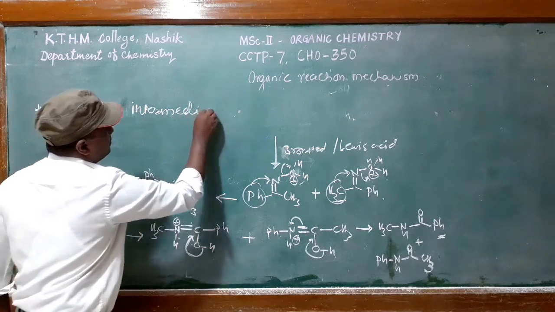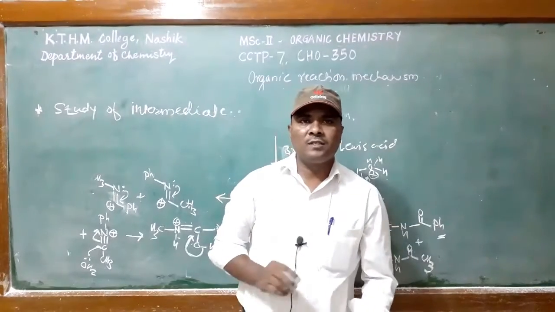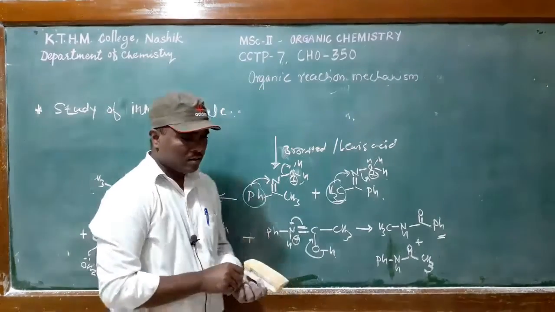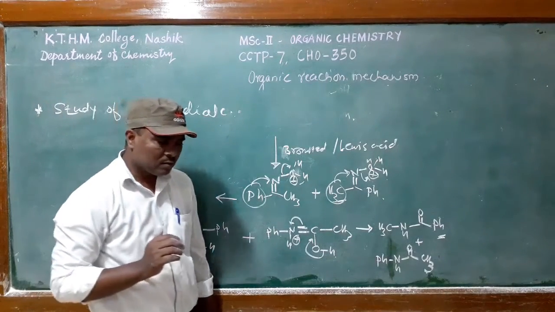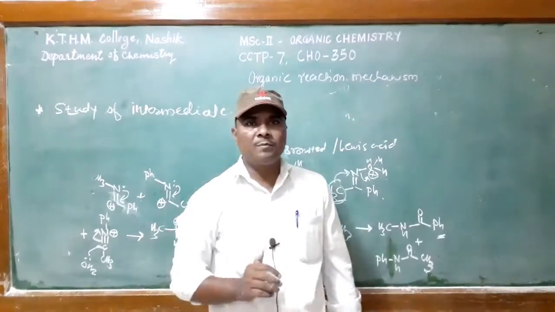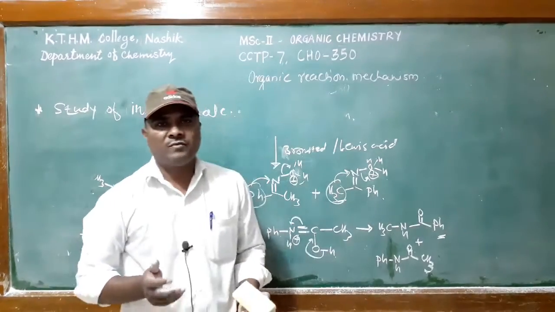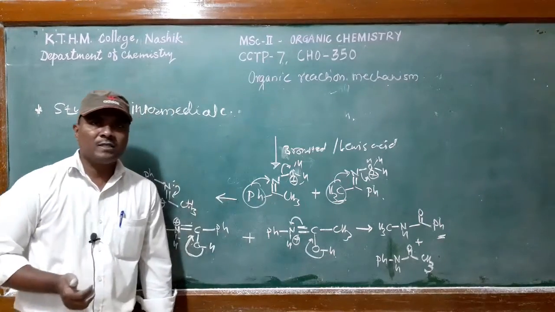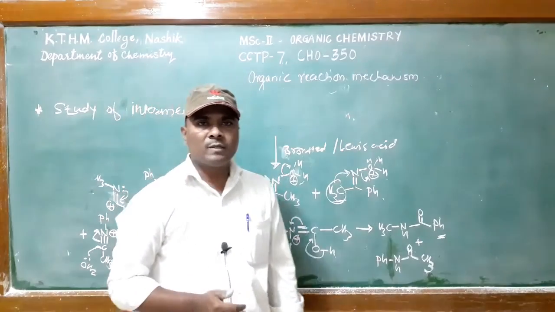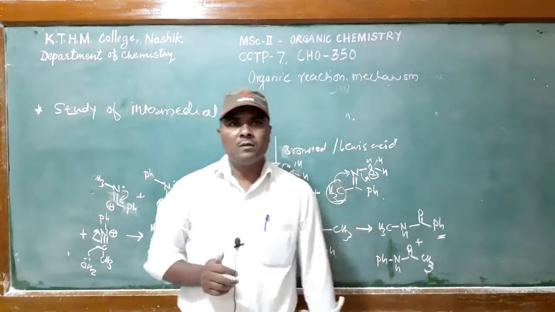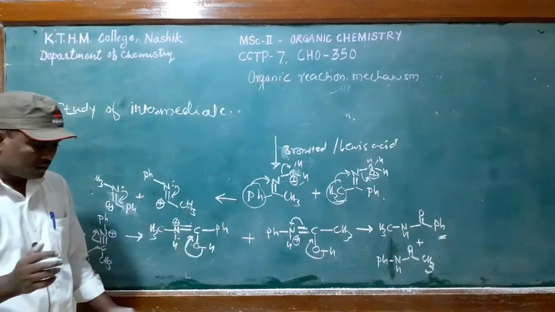How intermediates are useful in determining the way of reaction mechanism. This is also very interesting. One can determine the mechanism with the help of an intermediate by different methods. First, by physical method. Physical method means using spectroscopic techniques: NMR, nuclear magnetic resonance, and mass spectrometer, one can determine the intermediates.